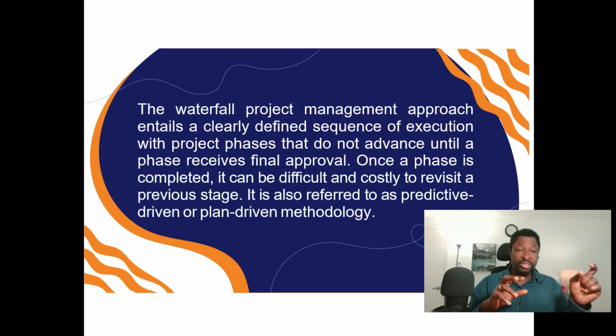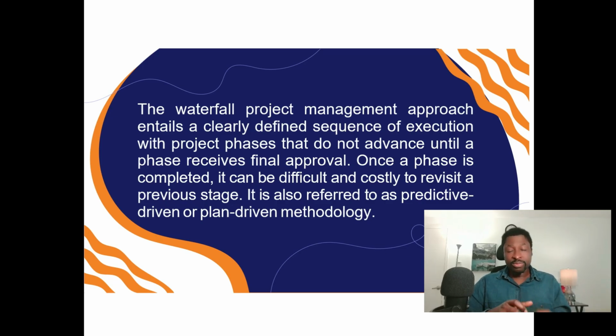So we call it predictive because we can predict the outcome of our project. We call it plan driven because we have to do the planning. Planning is so important in Waterfall. Also in Agile, we do a lot of planning, but we call this one plan driven because there is a phase in that process that we call the planning phase. So in that planning phase, we come together as a project team and do extensive planning, so that we can use what we have planned during the execution phase.